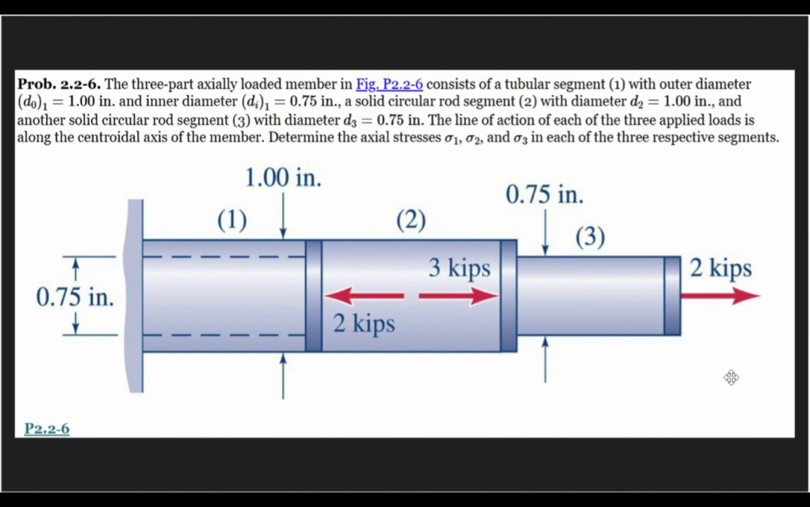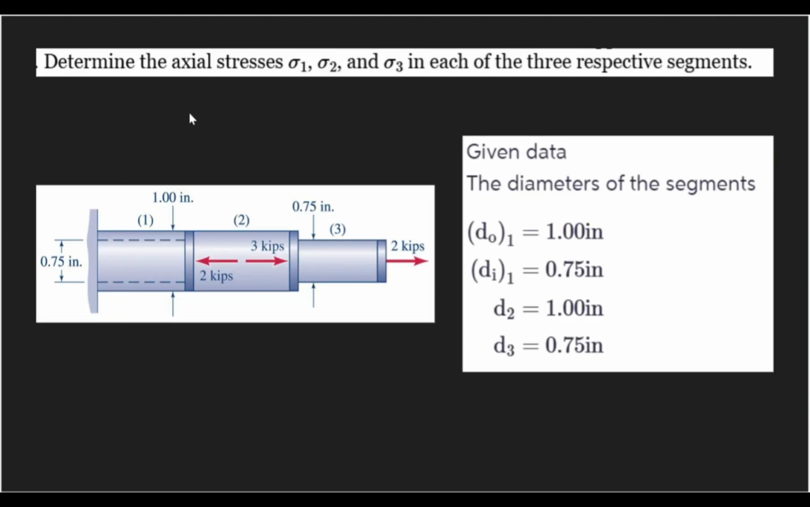So the way I like to solve these problems is start off by just jotting down what we know. So here we know that we need to find the three stresses. We have a diagram here, showcases everything, and these are the inner and outer diameters of the segments, and those will come in handy much later when we're solving for the stress.